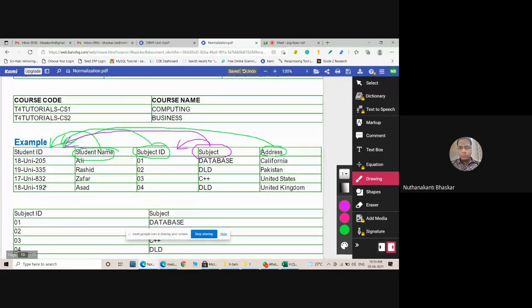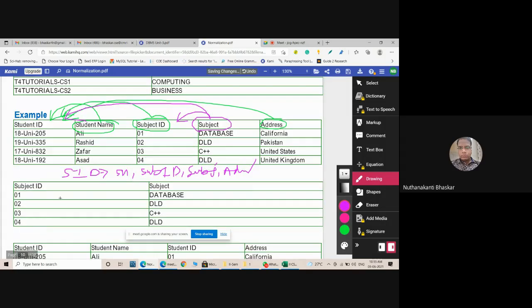Now tell me the functional dependency for this. SID determines SNAME, subject ID, and even you can write subject and address. And one more functional dependency is what? Subject ID determines subject. Yes or no? Yes, sir.